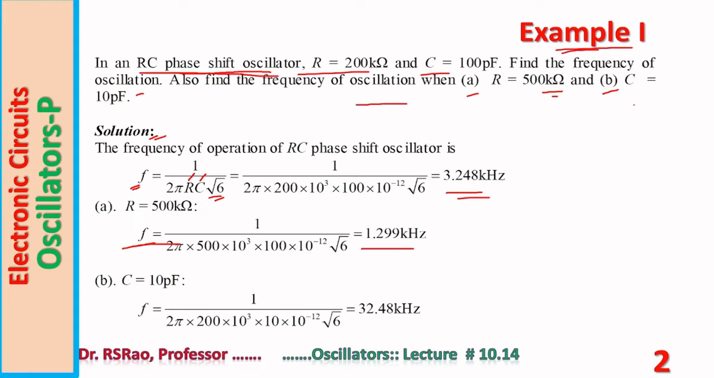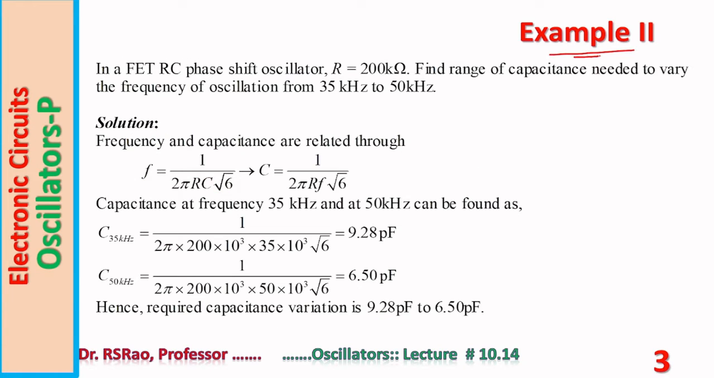When C is changed to 10 picofarads, frequency of operation can be determined using the same formula, F equal to 1 by 2 pi RC root 6. It turns out to be 32.48 kHz. Another problem, example 2. In a FET RC phase shift oscillator, R is 200 kilo ohms. Find the range of capacitance needed to vary the frequency of oscillation from 35 kHz to 50 kHz.